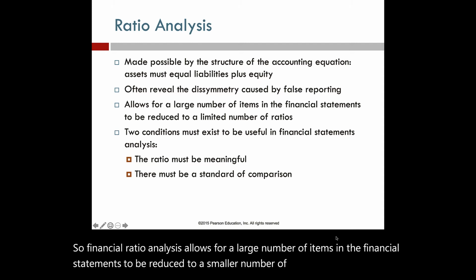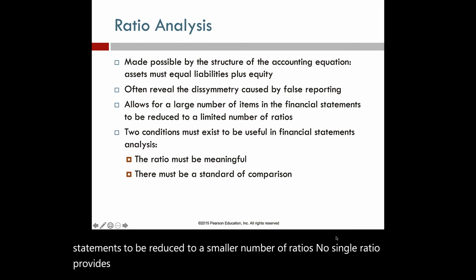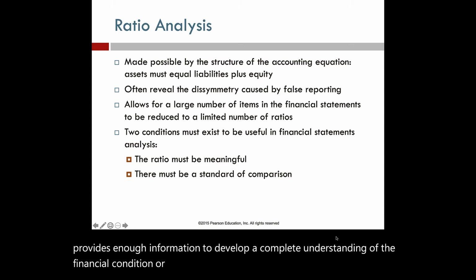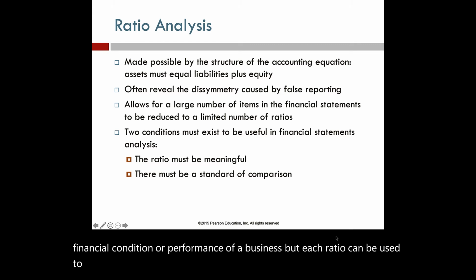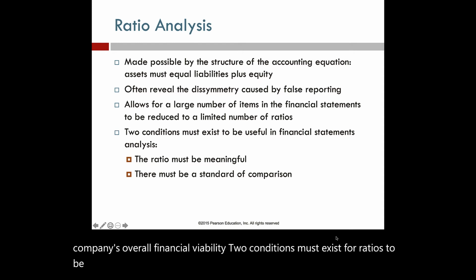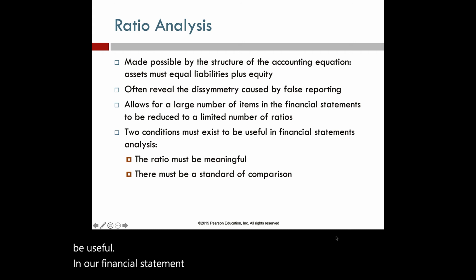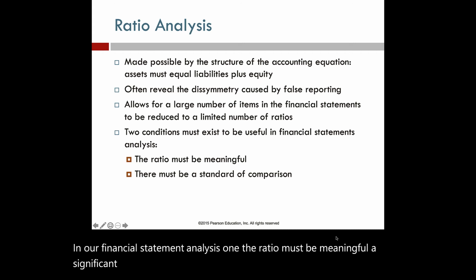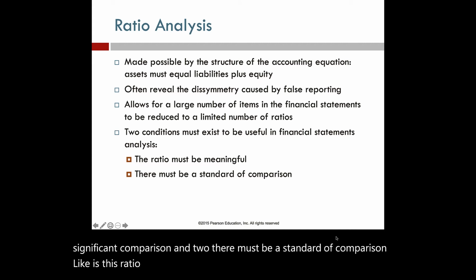No single ratio provides enough information to develop a complete understanding of the financial condition or performance of a business, but each ratio can be used to identify specific strengths and weaknesses that contribute to the company's overall financial viability. Two conditions must exist for ratios to be useful in our financial statement analysis. One, the ratio must be meaningful, a significant comparison, and two, there must be a standard of comparison, like, is this ratio good or bad?